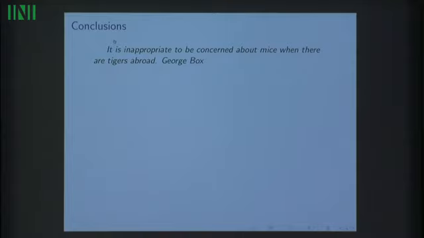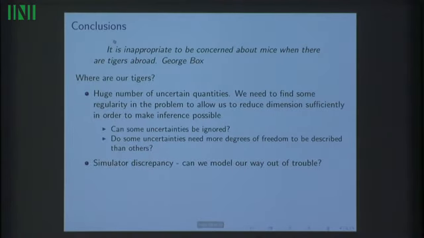But the same paper has this quote, which I like more. It's inappropriate to be concerned about mice when there are tigers abroad. So the question here for us really is, where are our tigers? We know we've got this huge number of uncertain quantities, and we can't possibly hope to deal with them in that space. So we've got to find a lower dimensional representation in some way, and find regularity in the problem that is low enough dimension to enable us to learn, but still allows the smoothness, the regularity in the problem.